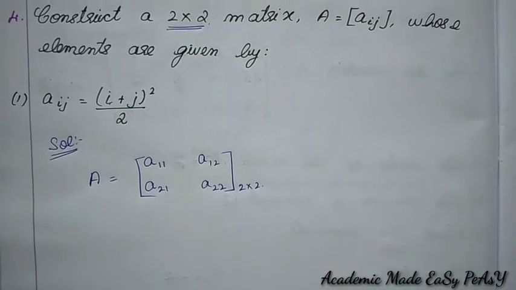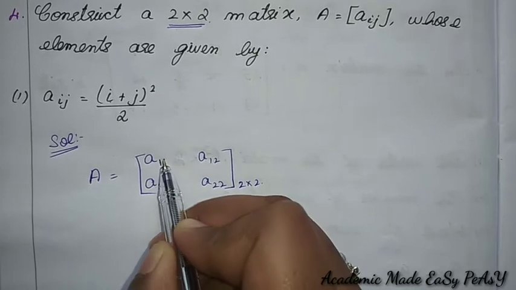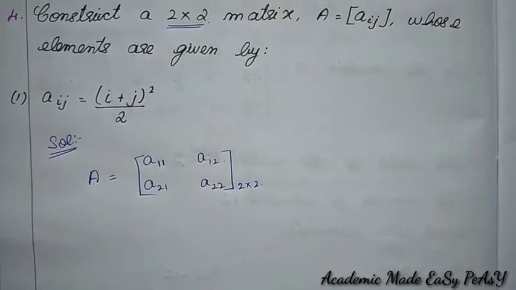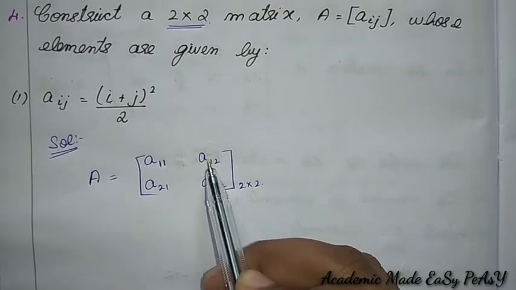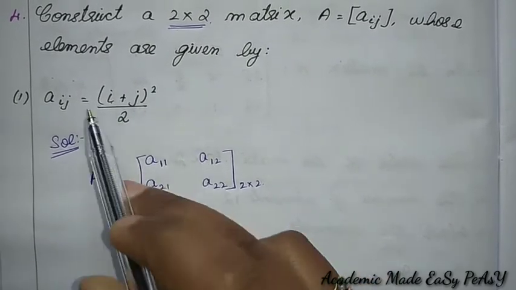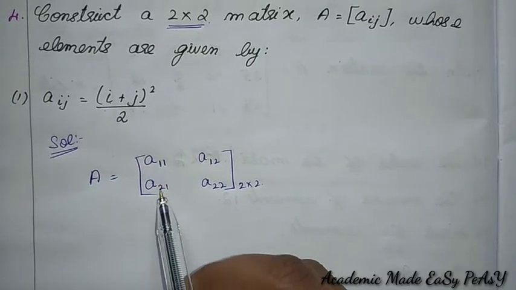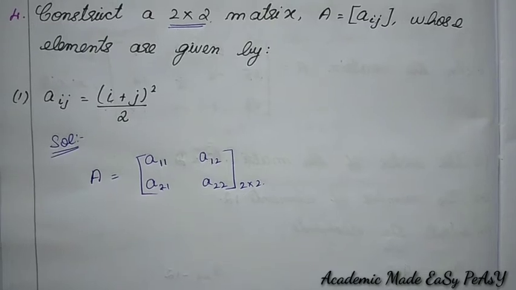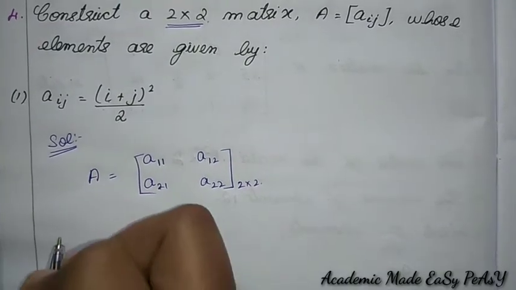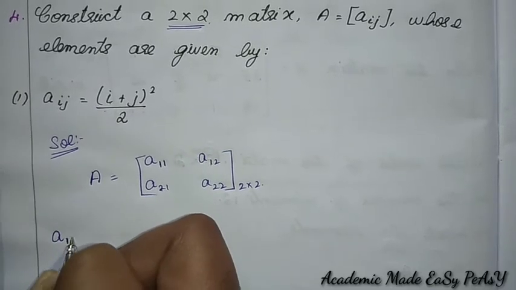So we will be taking this one and we will be substituting the value 1 and 1 for i and j, and for this A12 we will be substituting 1 for i and 2 for j, and for A21, 2 for i and 1 for j. We will be doing it in such a way. So now let's get started. So I'm doing for the first element, that is A11.